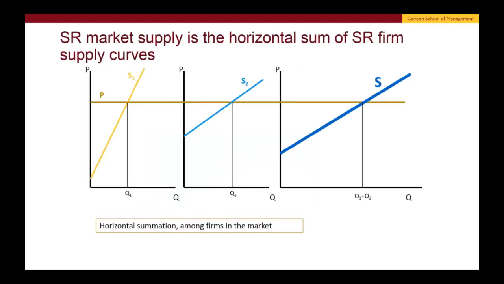When we think about supply and demand analysis, what we need is not just the firm's supply curve, but the market supply curve. So I want to talk about the short-run market supply curve, and as the title of the slide implies, it's the horizontal sum of the short-run firm supply curves. Think about a world with just two firms in it. So it's a world that's simple enough to put on a single slide.